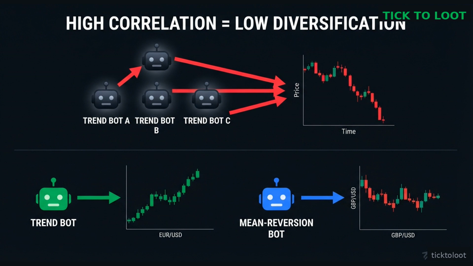performance. Before you add a new bot, ask yourself, does this robot trade the same pairs, use the same signals, and operate on the same time frame as my existing bots? If the answer is yes, you're not really diversifying. Test the correlation between their equity curves first. If they move in lockstep, you're better off keeping fewer, more varied bots. This simple check protects you from the illusion of diversification and keeps your risk management solid.